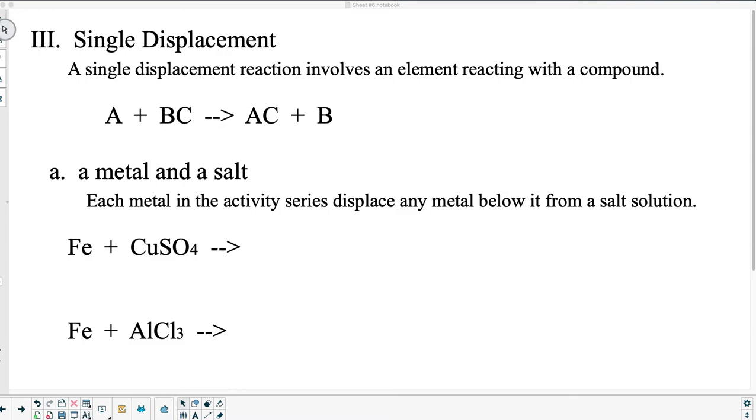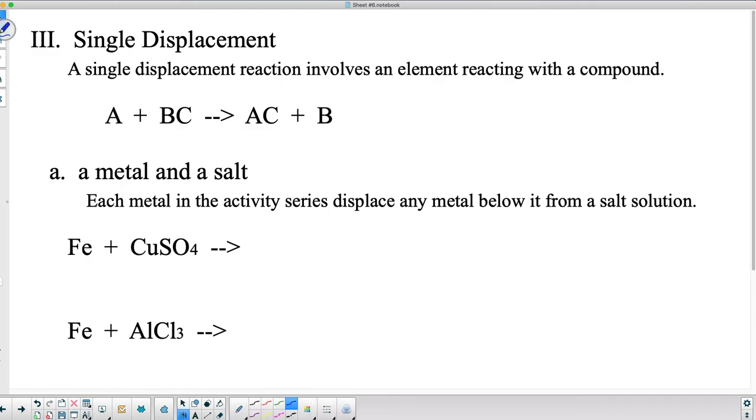Here we have A. A is, for the most part, typically going to be a metal, and this metal is going to kick out the positive part of the compound. So we have an element plus a compound, and that's how we can identify that it's a single displacement reaction. Most times that's going to be a metal for the element, and it's going to kick out the first part of the compound that's positive. So the B is positive and the C is negative.